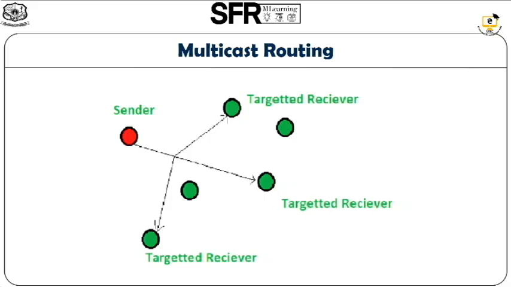Here my target is to deliver the packet from the red node to only 3 green nodes in the network. So, if it is broadcast routing, the packet from the red node will be delivered to all the green nodes. But in multicast routing I am delivering the packet to only 3 green nodes in the network. So, that is noted as the targeted receivers. There are 3 targeted receivers in this network. So, this is called multicast routing, that is, we are delivering the packet to only a group of users.